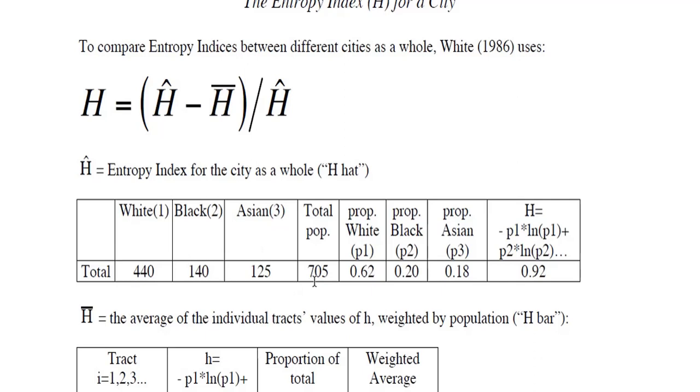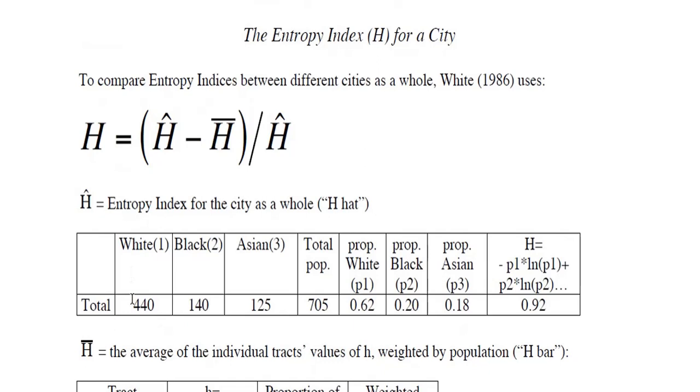So this is the same formula as the earlier one. The proportion of white, the proportion of black and the proportion of Asian are 0.62, 0.20 and 0.18, and using this formula this will be a small h. So P1, which is 0.62 times the natural log of 0.62, plus 0.20 times the natural log of 0.20. This is the formula, and we will get this.